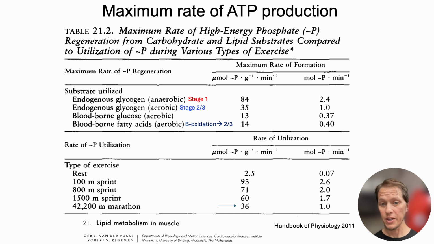These numbers mirror very nicely the rate of utilization, how much ATP we are using. When we run a marathon, we are requiring about 36 millimoles of phosphate per gram per minute. And look at that, it lines up so nicely to glycogen. This is why people carbo load. If you just ran a marathon on fats, you are going to go a lot slower. Look at this though. If you are doing a 100-meter dash, you need 93 phosphate bonds per gram per minute. And with glycolysis anaerobic, you're only getting 84. So where is that little extra bit of energy coming from?